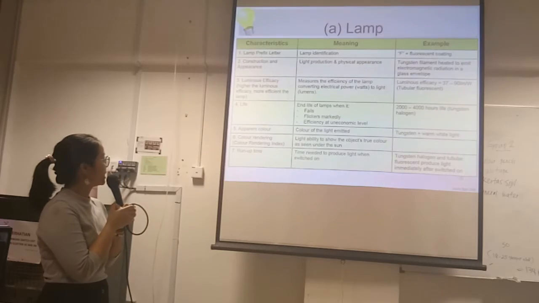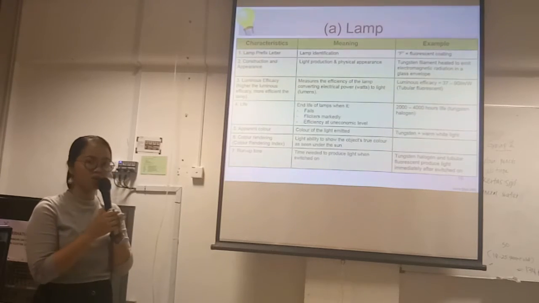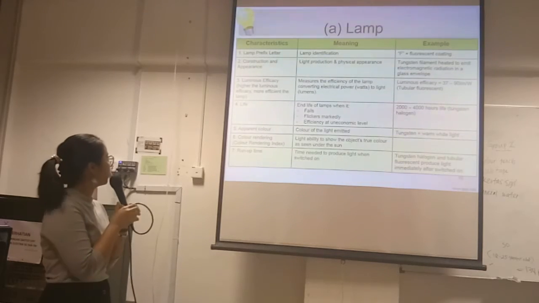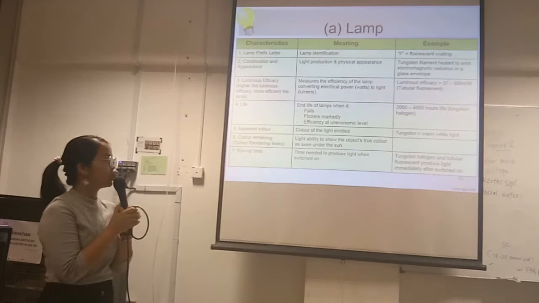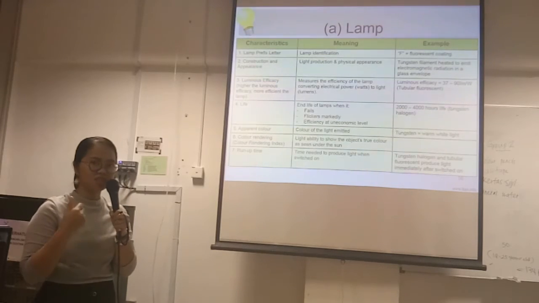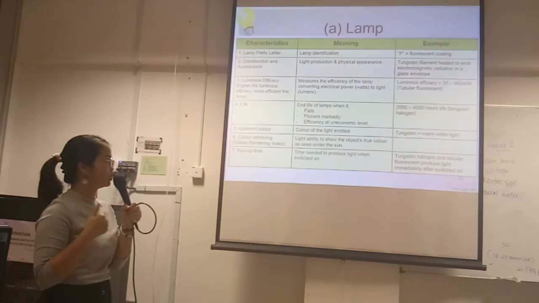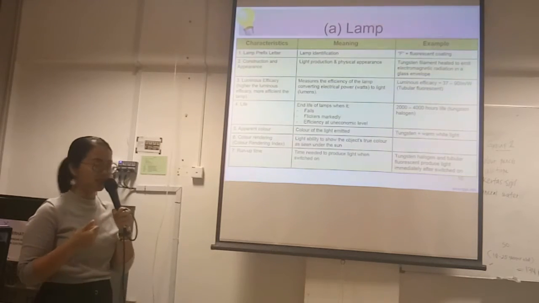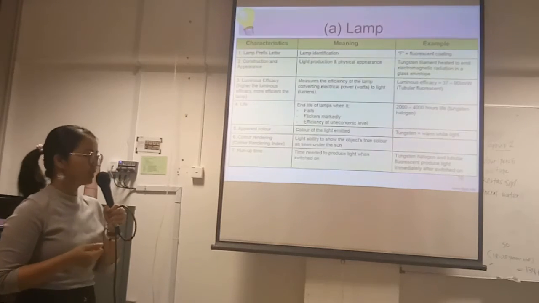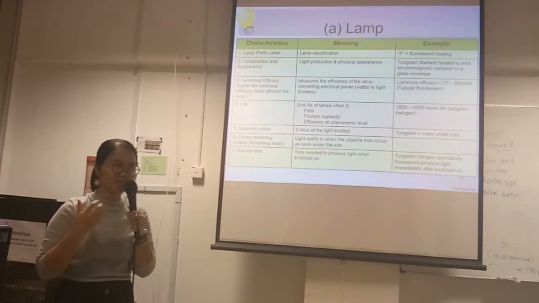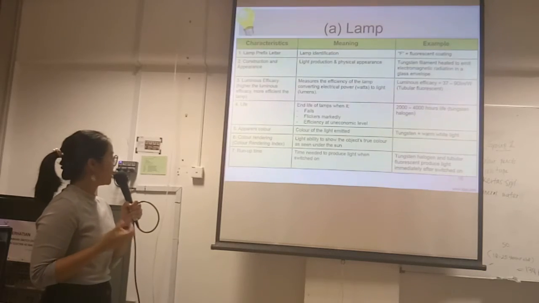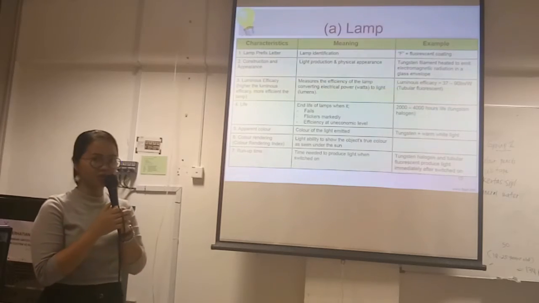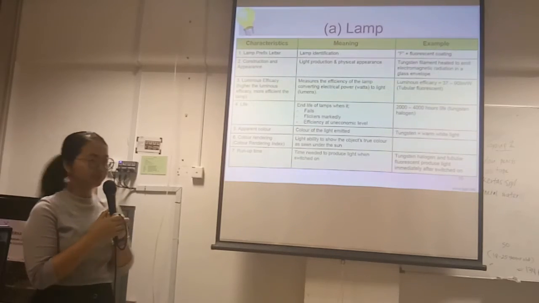And luminous efficacy, which means the higher the efficacy, the more efficient the lamp is. For the fourth characteristic, we know the lamp will achieve its end of life when it fails to function, flickers markedly, and efficiency drops to an uneconomic level. The fifth one is the apparent color, which means the light that is emitted by the lamp. And the sixth one is the color rendering, which involves the color rendering index. And the seventh is the run-up time. Next.